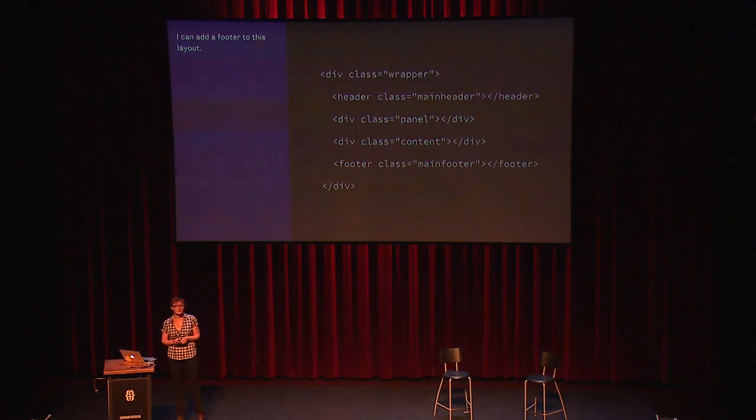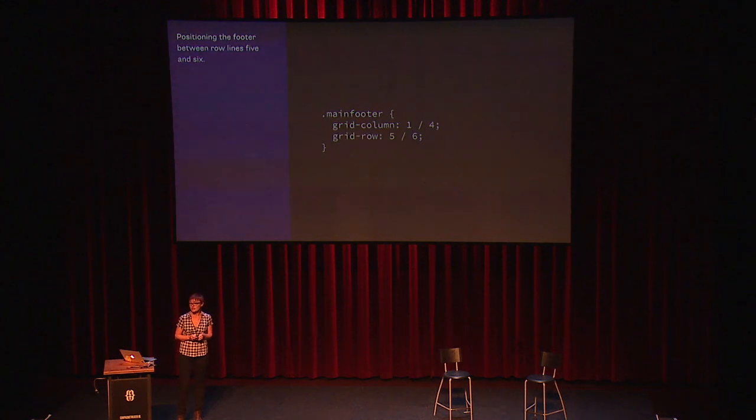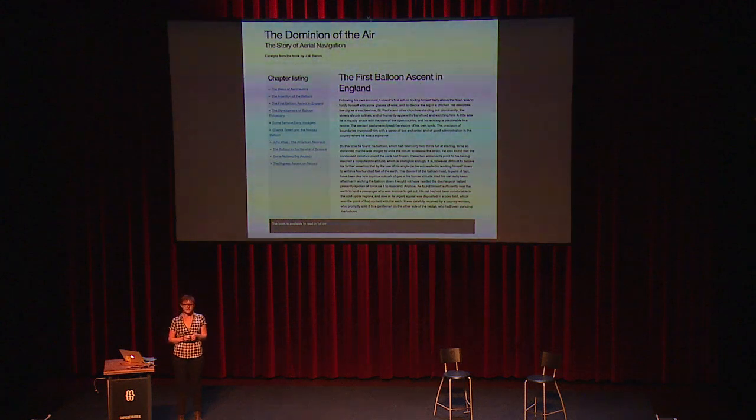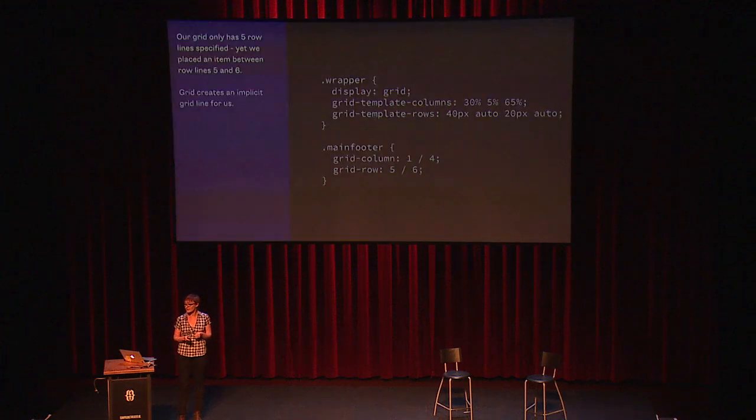So perhaps I'd like to put a footer on my layout. So I've added a footer to my HTML. And I position it right across the layout from column line 1 to line 4 and put it between row lines 5 and 6. And so there it is. There's no clearing required because that footer has got its own row on the grid, so it just sits there. It's never going to jump up or anything. Things can't extend down below it because it's in its own row.